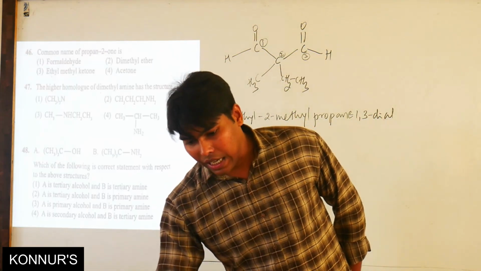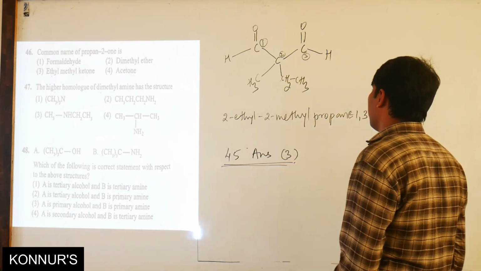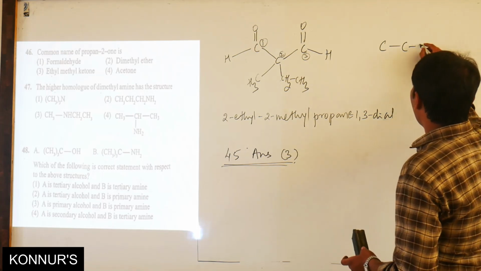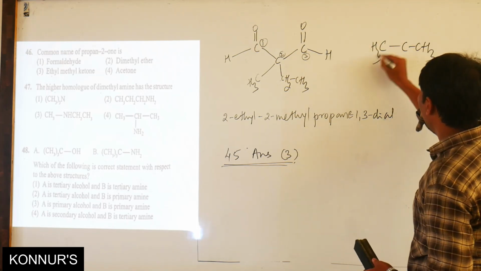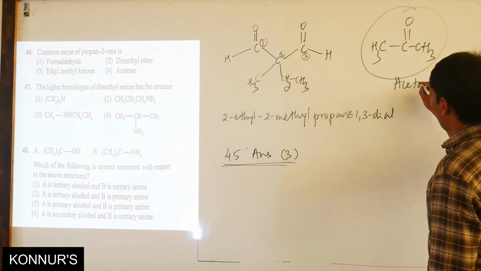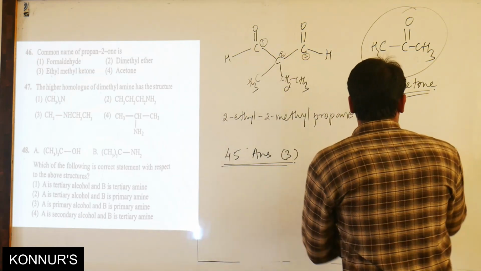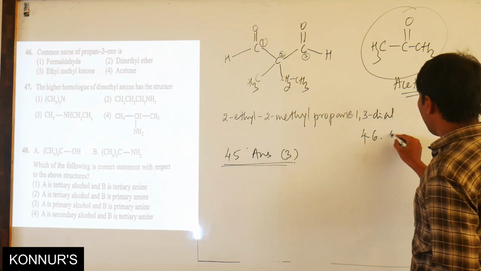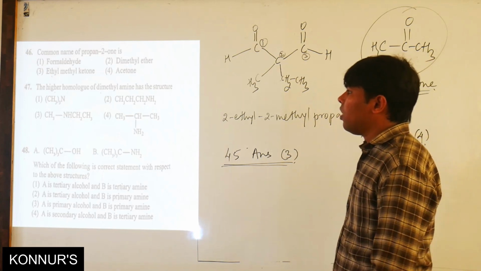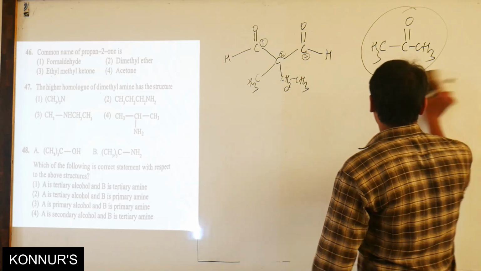Moving onwards with the next example now. The common name of propan-2-one is, you know, this is a direct question. Propane, this is propan-2-one. This is acetone. You know, this is a direct question. So 46th example, the answer will be the 4th option. That is the case. Now, moving onwards with the 47th example.